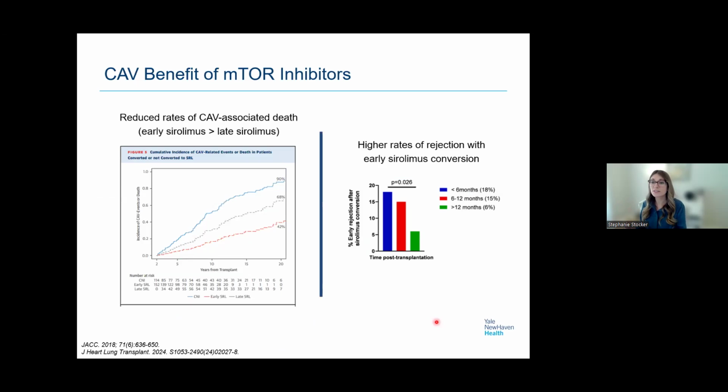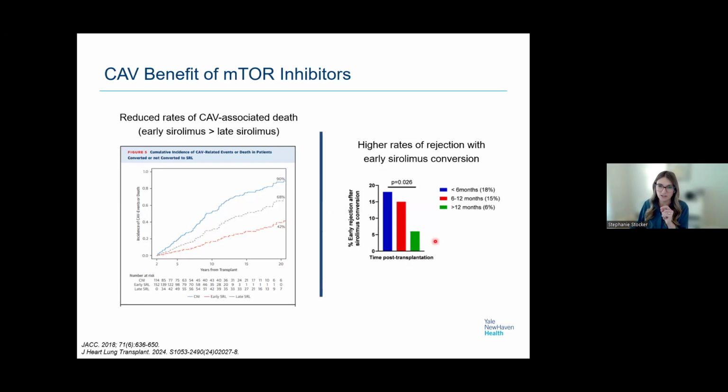And why would we use this medication if it delays wound healing and it comes with all of these side effects and it's discontinued frequently in studies? Because it may reduce rates of CAV. And so we think that early sirolimus, being defined as less than 2 years, is probably best. Here's your early sirolimus line in terms of preventing CAV-related deaths. So there may be a huge benefit in heart transplant to using these medications, but you can't use them too early. There's delayed wound healing, and then there's also higher rates of rejection.